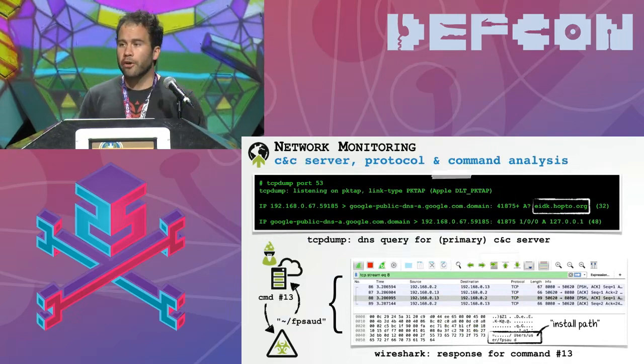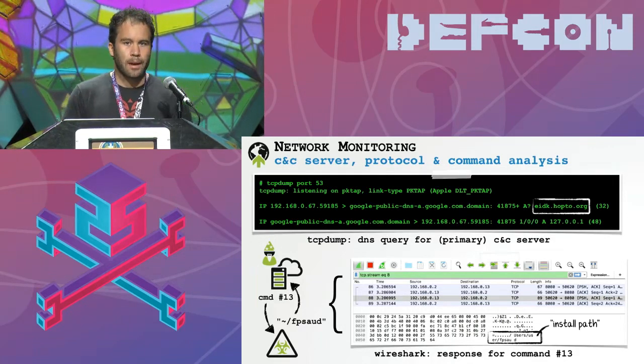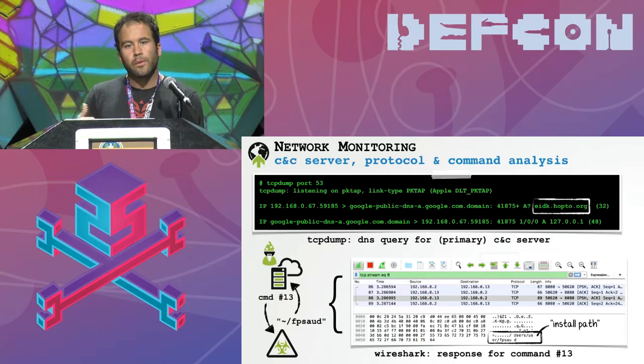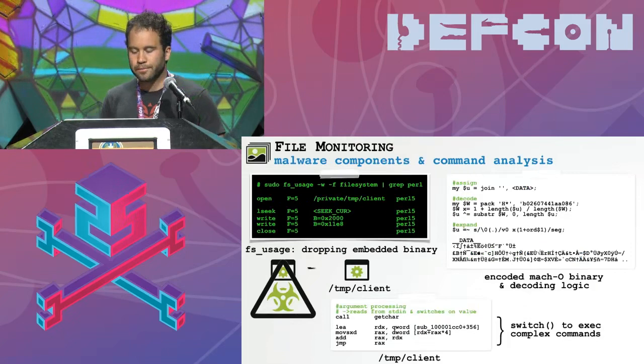We'll start with network monitoring. On macOS, this is pretty easy to do. You can use tcpdump or Wireshark. We'll talk about tasking a little bit shortly, but at the bottom of the slide you can see the Wireshark capture when the malware is responding to command number 13. Originally I had no idea what command number 13 was, but when we task the malware and look at the network capture, we can see this command returns the location where the malware is installed. So this is basically how we reveal the capability via this network monitor.